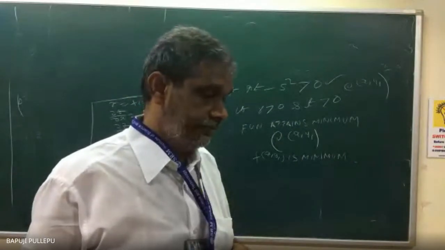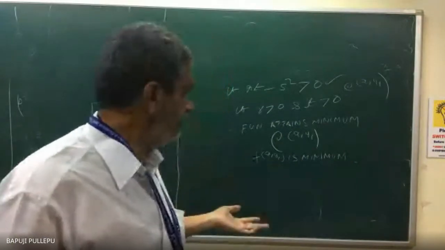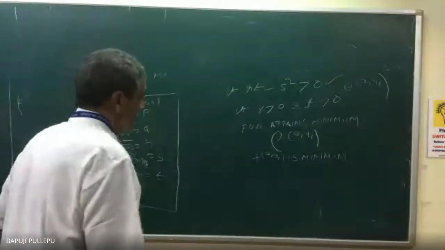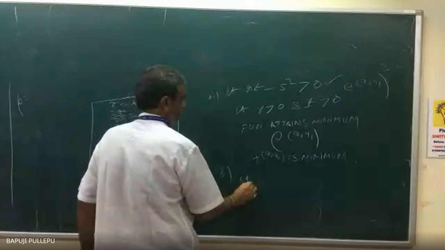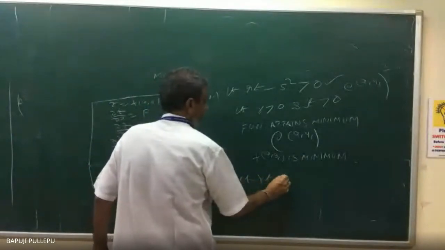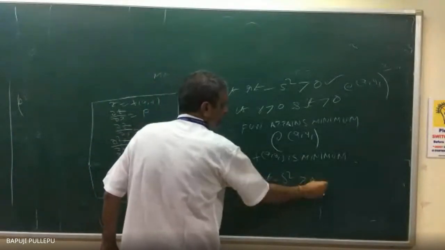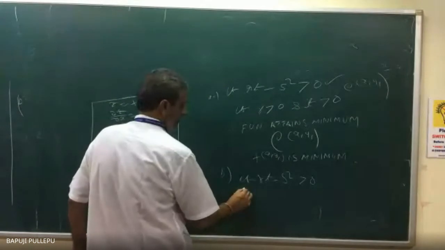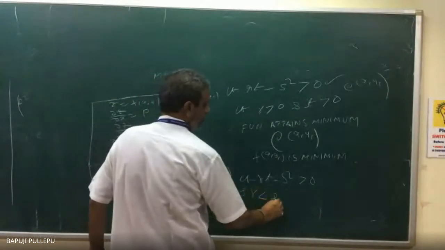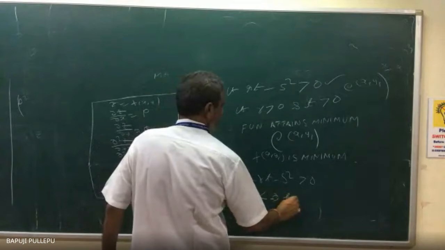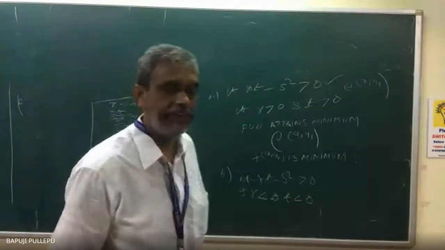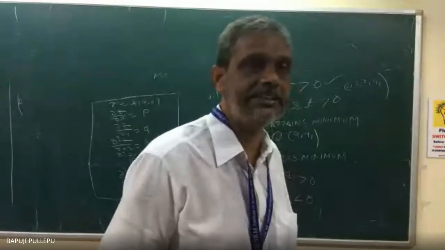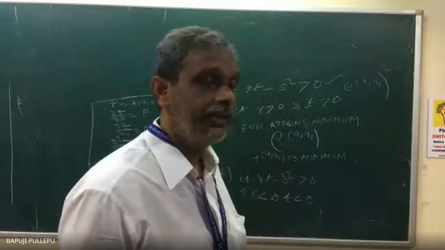Any doubt? Yes, sir. Next, for maximum, what will you say? If RT minus S square is greater than 0, and R is less than 0, and T is also less than 0, the second derivatives Fxx is less than 0 and Fyy is less than 0. Now what will you say?